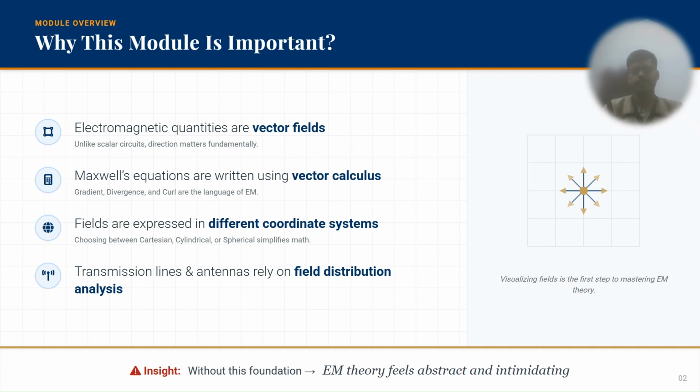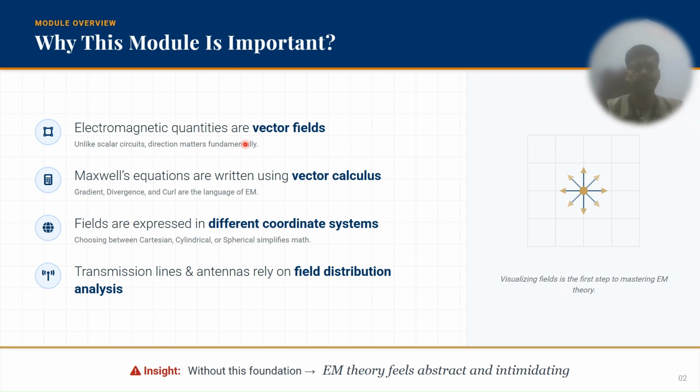Now, why this is important, we need to understand very carefully. The first point is that electromagnetic quantities are vector fields. So always we are dealing with some vector fields. Vector fields means that one has some magnitude, and along with that there is some direction. The scalar field is applied on the circuits, but where direction matters, then we consider vector fields.